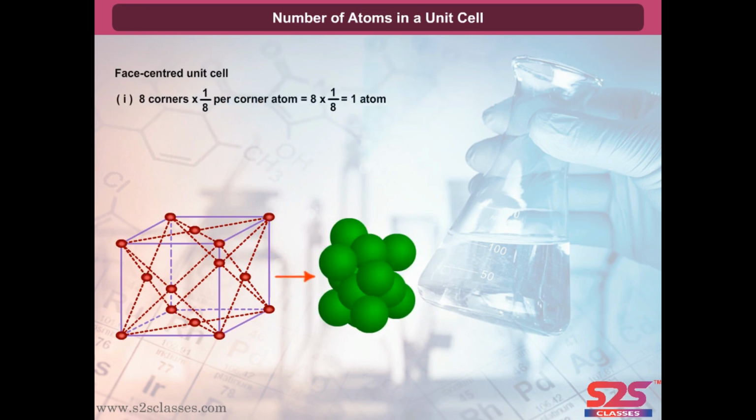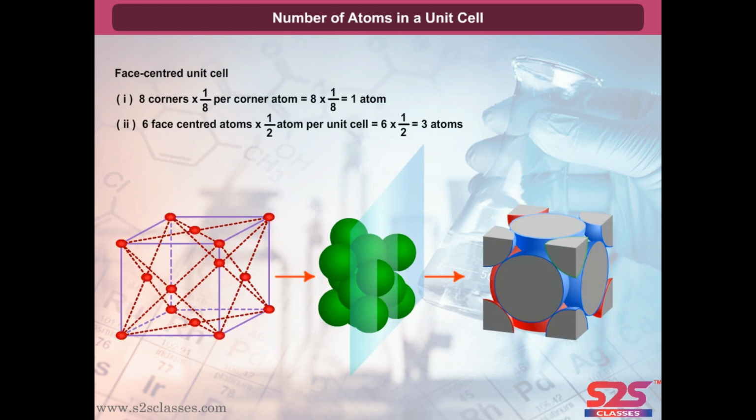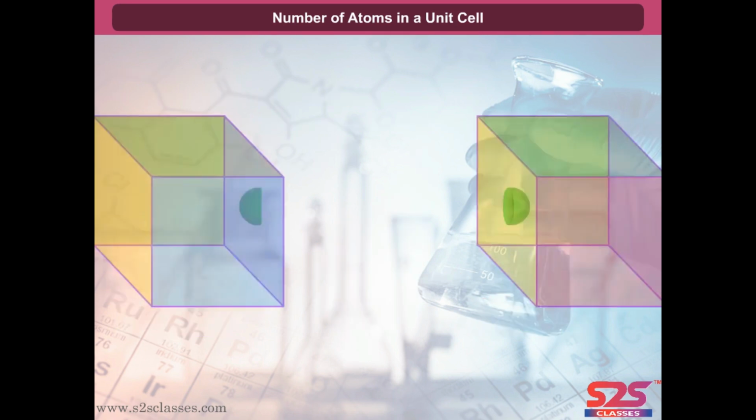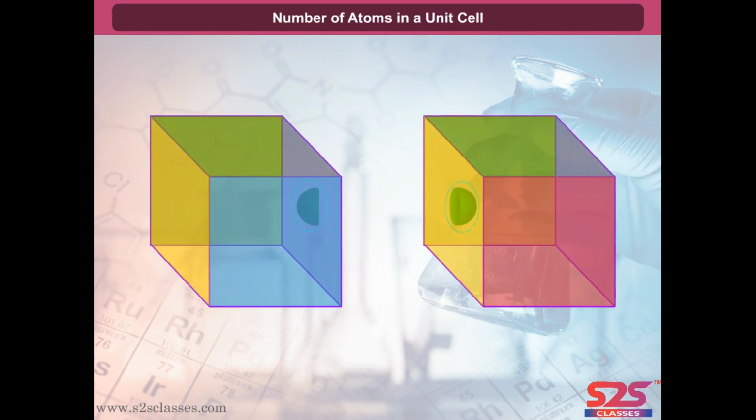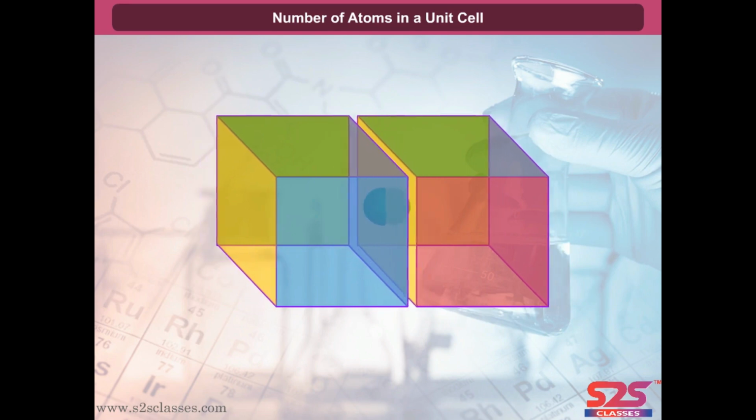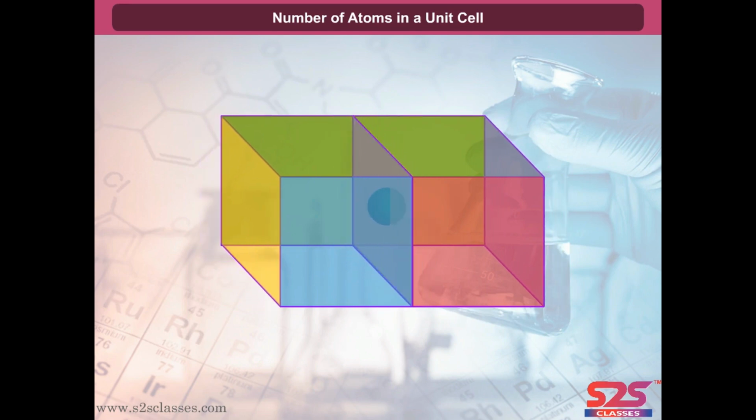Face-centered cubic unit cell. In a face-centered cubic unit cell, there are 8 atoms present at each corner and 6 atoms are present at each face. Thus, the total number of atoms in one face-centered cubic unit cell is 4.